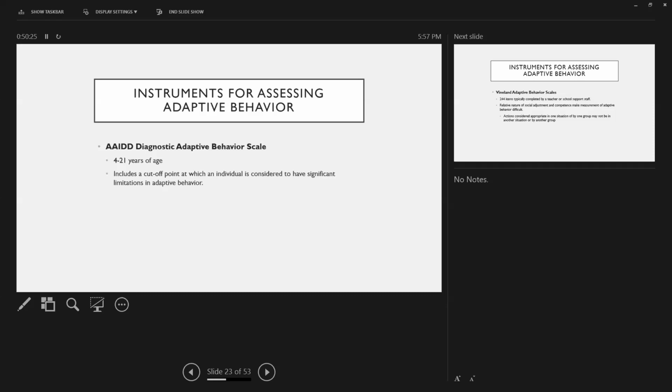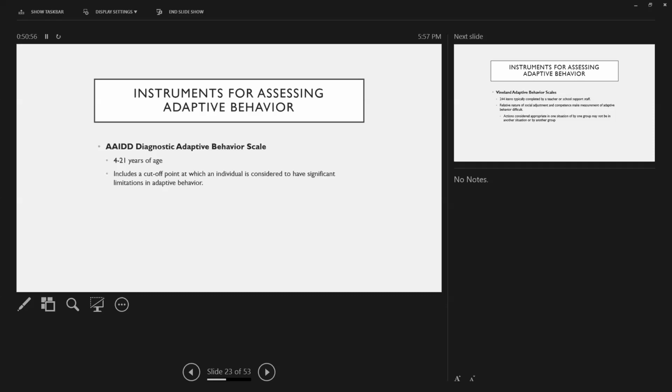A diagnostic adaptive behavior scale, an assessment that is valid for individuals as young as 4 and on up to 21 years of age. And again, this scale includes a cutoff point at which an individual is considered to have significant limitations in adaptive behavior. And we learned a bit about cutoff points last week, right?